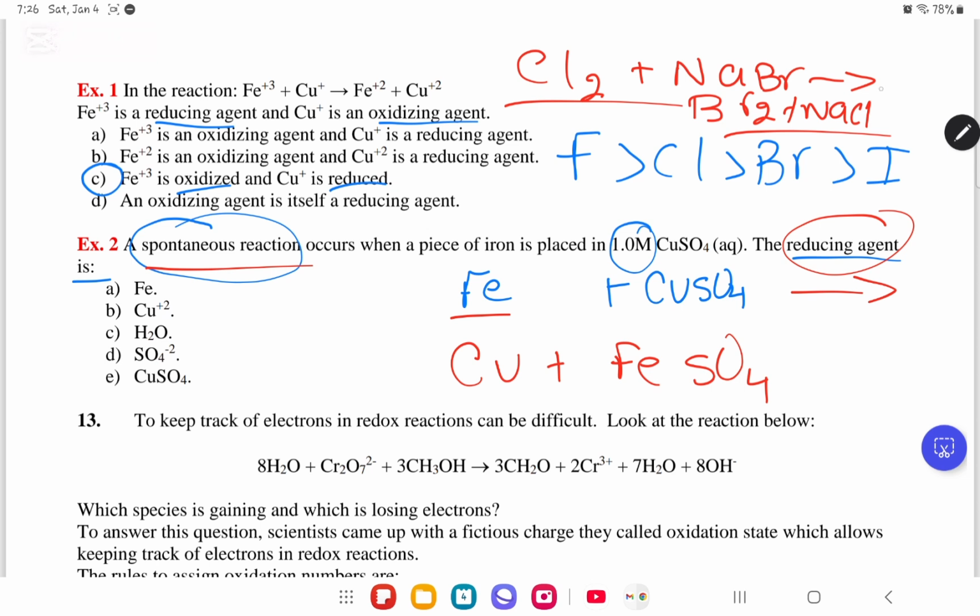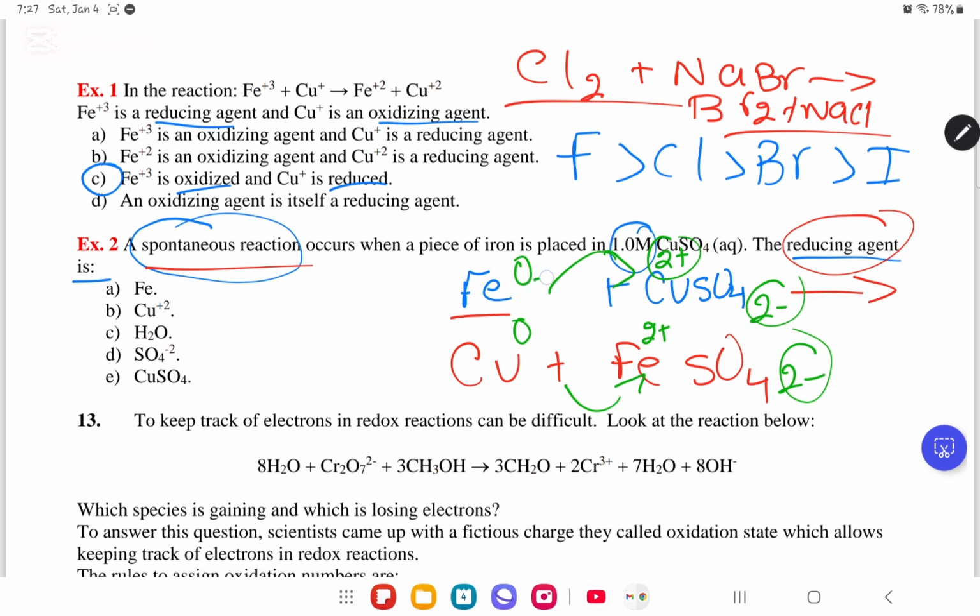Very simply, we're going to talk about the oxidation number. So for Fe, since it is an element by itself, in the elementary state, the oxidation number is 0. For Cu, in this case, we have to remember it is 2 plus, and for SO4, it is 2 minus. Now, if we go back here, Cu is an element in itself, so the oxidation number is 0. Fe became 2 plus, and SO4 is still 2 minus. So the only things that changed are Fe and Cu.